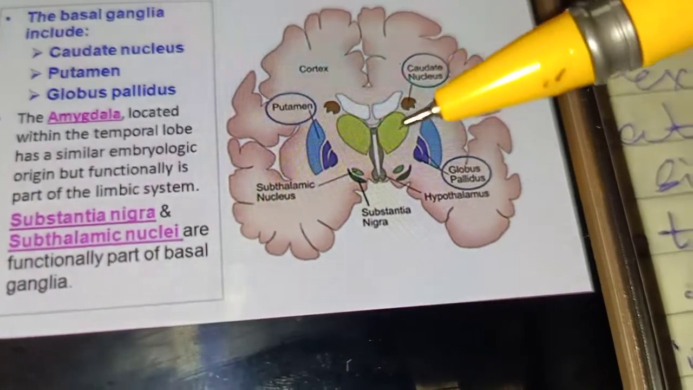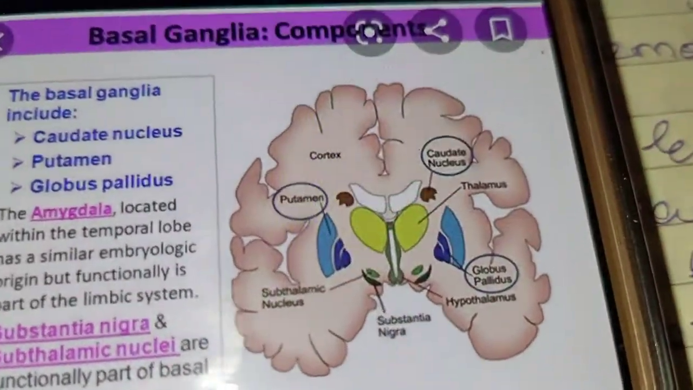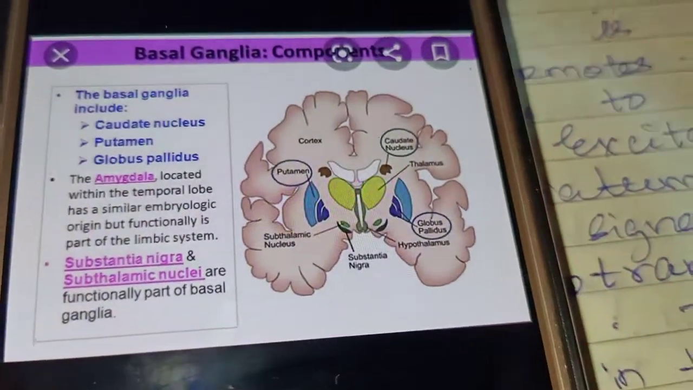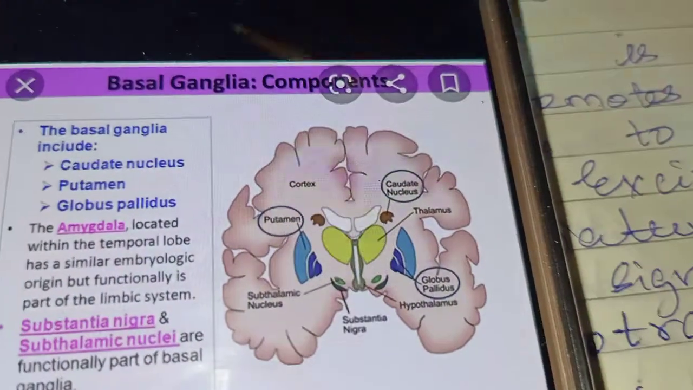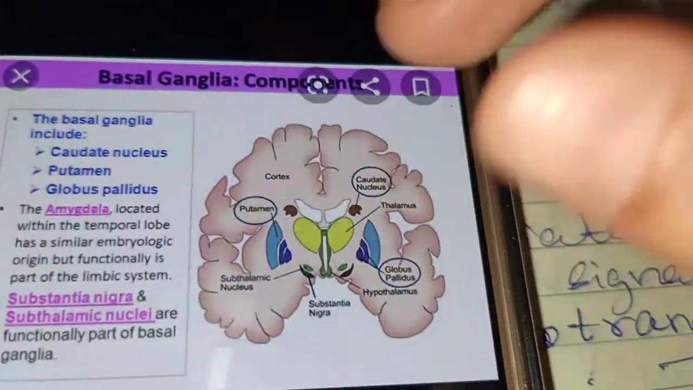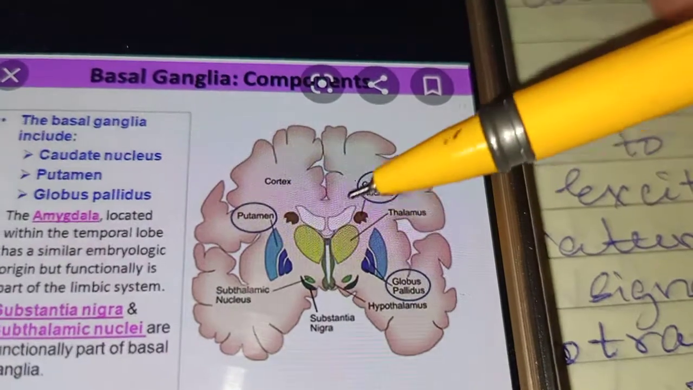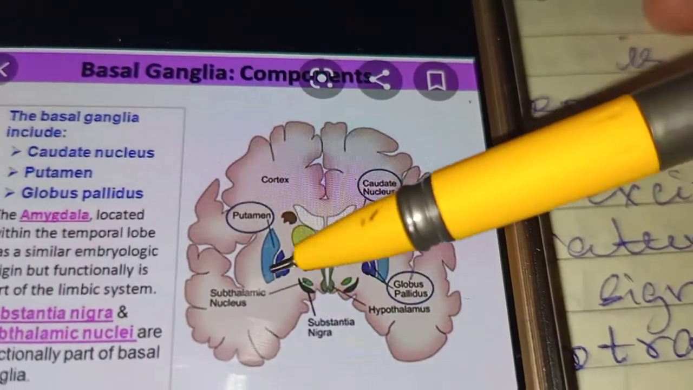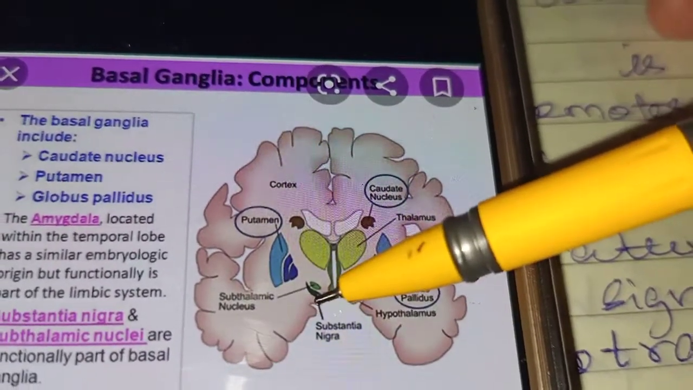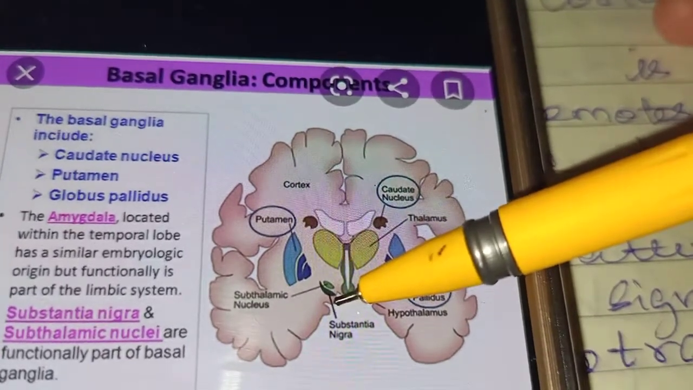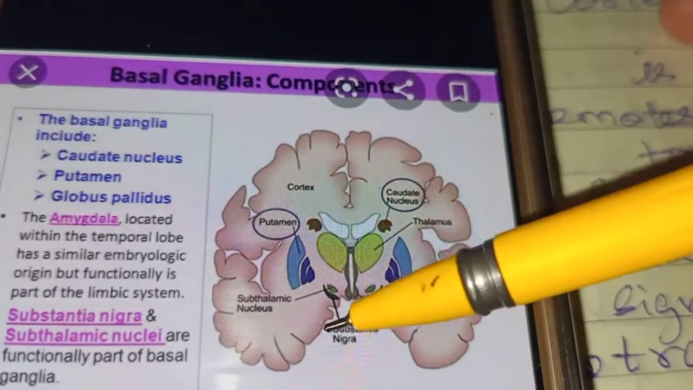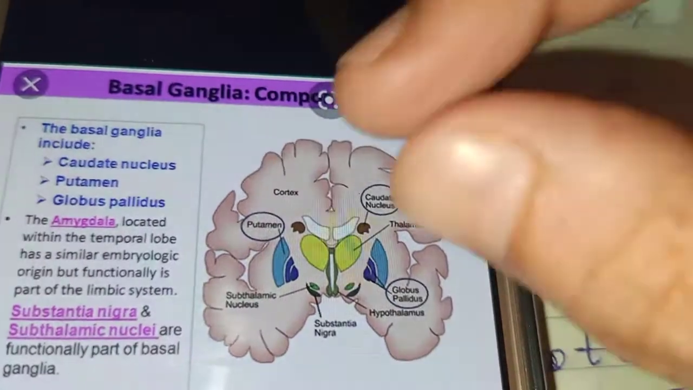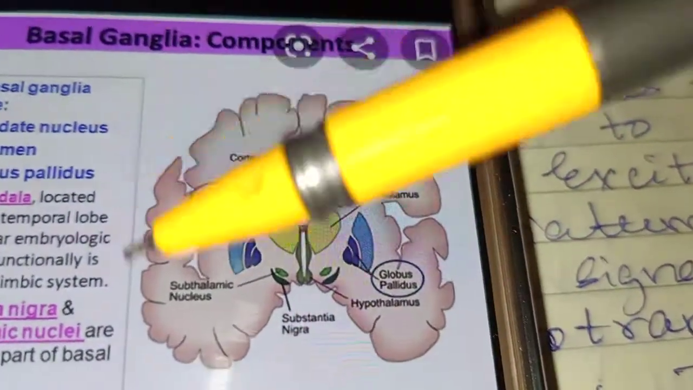You can see here, this is the thalamus and this is the subthalamic nucleus. Sub means downwards. So it is located ventral to the thalamus, and that is the part of the basal ganglia.